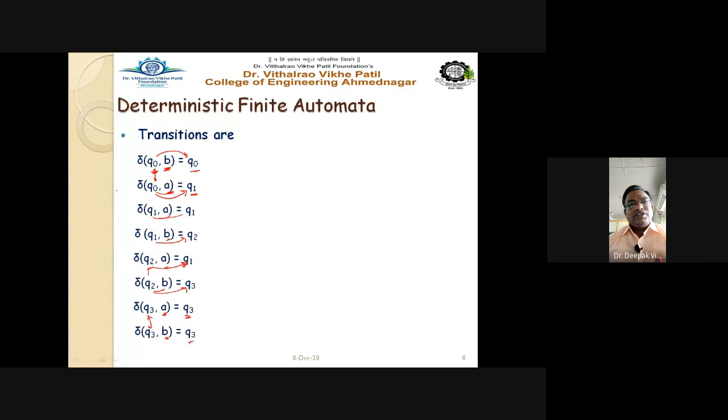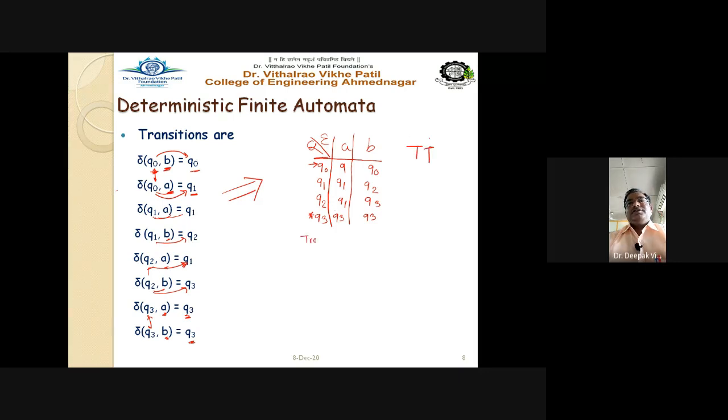So the next state is Q3 itself. From the transitions we have drawn here, we get the transition table. It is called the TT, or the transition table. You can have this: Q0 on B goes to state Q0 itself. Q0 on A goes to state Q1.